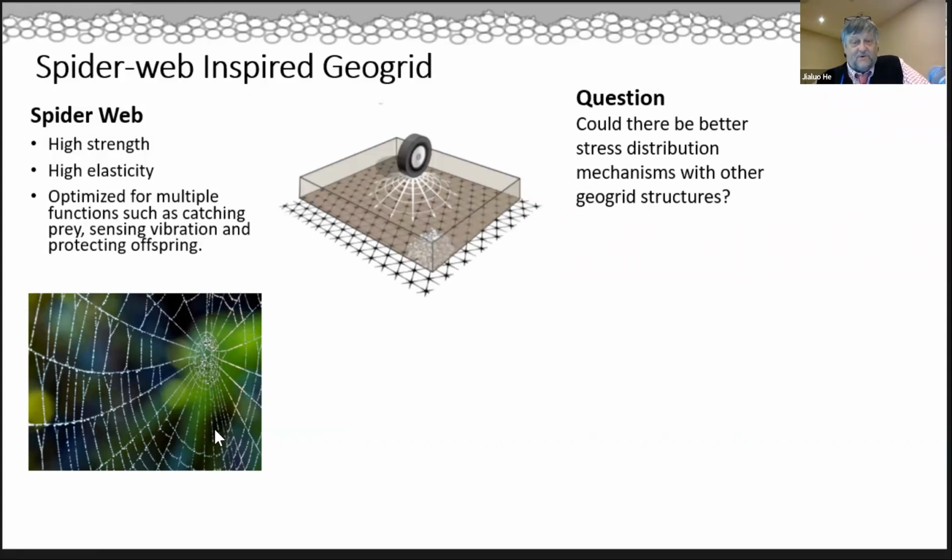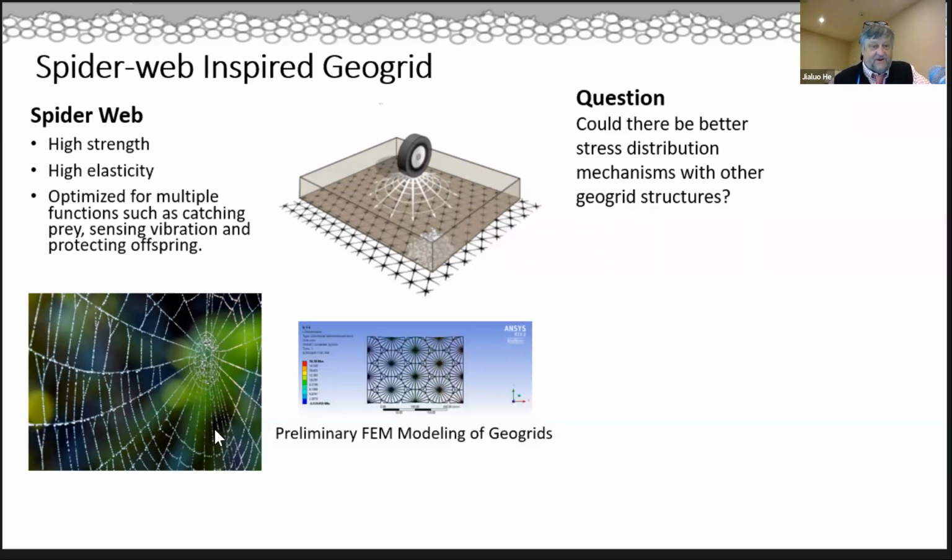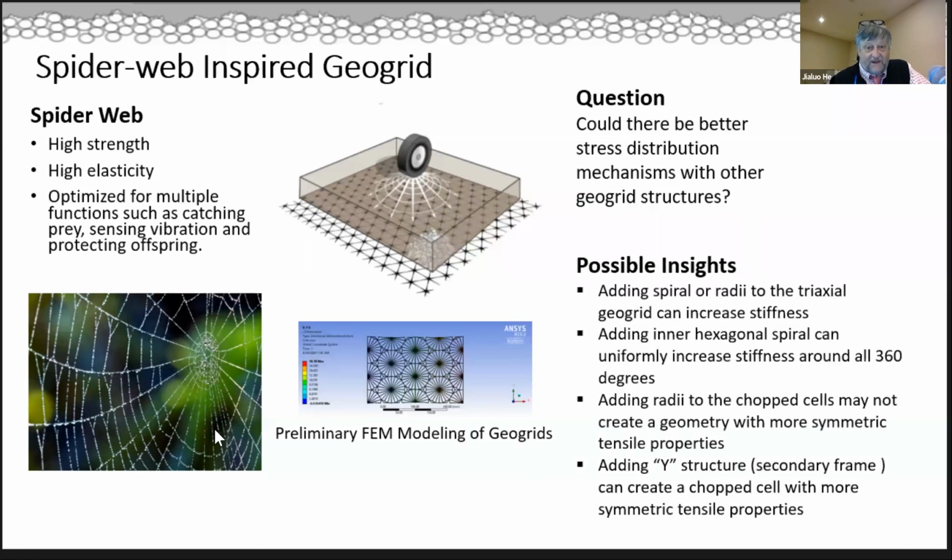A question I have is, if I start thinking about some of the fundamental properties of spider webs, and I think about, for example, pavement problems, could there be a better stress distribution mechanism with other geogrid structures? I'm going to show you some conventional structures that are often used right now, but let's think about whether there may be something better. We started off doing some finite element modeling, just of some very simple examples of things that we thought we saw in the spider web.